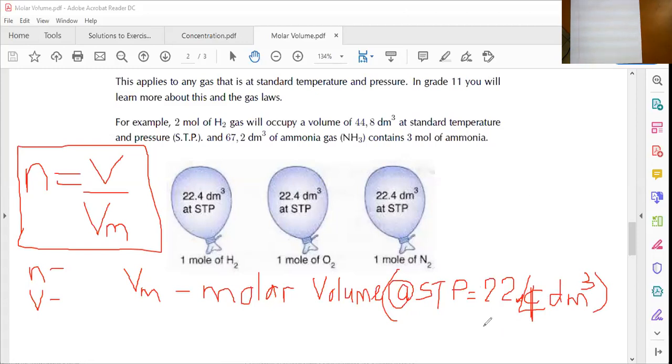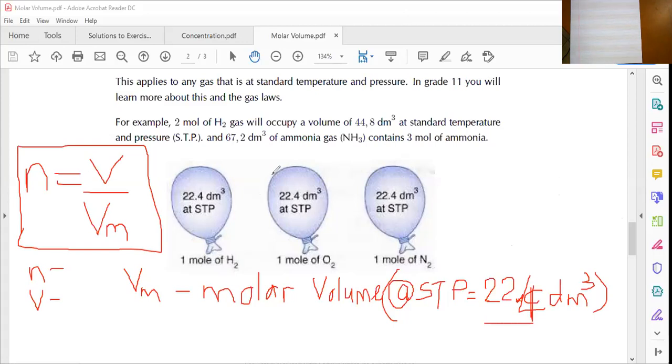They'll give you the volume if they want you to use that Vm. They'll tell you maybe it's 25, because the higher the temperature, the higher the volume. For example, at room temperature, your volume changes maybe to 27 or 28, depending. So for you to use 22.4, it must be written standard temperature and pressure. If the question is silent about that, you don't know whether it's STP or not, so you cannot use this.